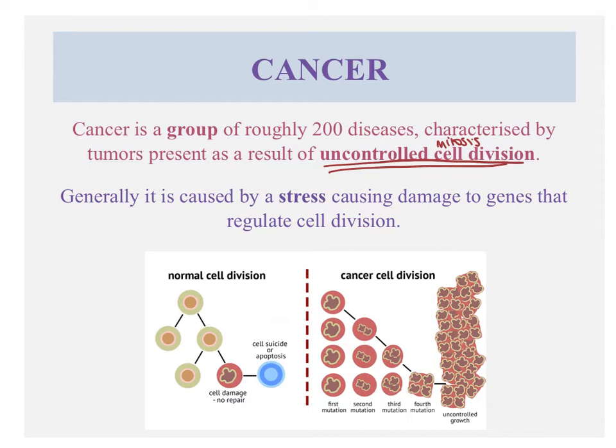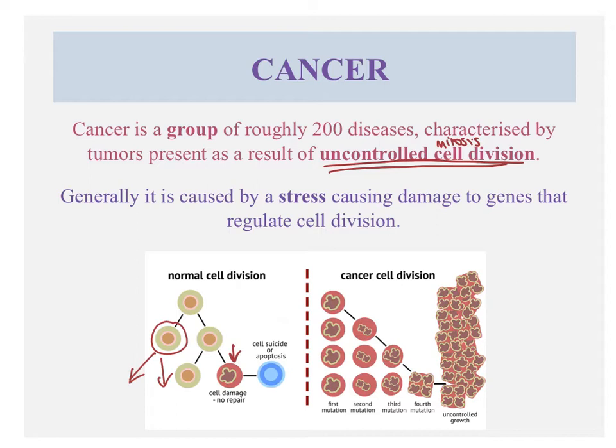Now, what that means is if you look at the picture at the bottom, normally if a cell divides, it just goes and makes a new cell, and then that goes and makes another couple of new cells. But sometimes the cells will become damaged, and we said that normally if the cell reaches a checkpoint, maybe the metaphase checkpoint, and it's deemed to not be okay, the cell will just undergo apoptosis and it dies.